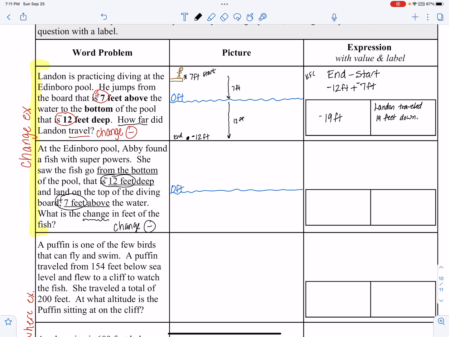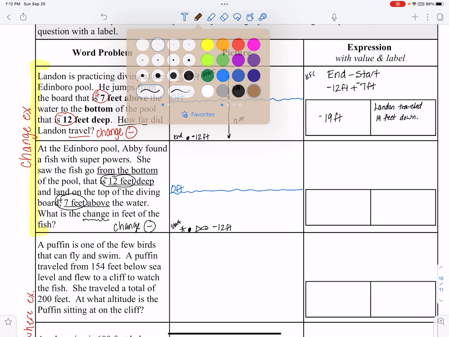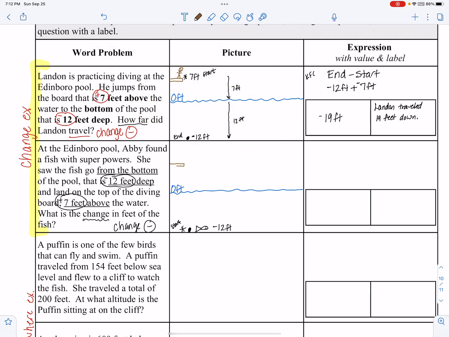So let's get our fish down here. So I'm going to plot my point. I'm also going to put a star because this is my start, or you can even just label it start. And I'm going to draw my little fish here. Okay, there's my fishy. And so what happens is she saw a fish go from the bottom of the pool that was negative 12 feet. And then land on the top of the diving board. So I need to make my diving board. There's my diving board again.